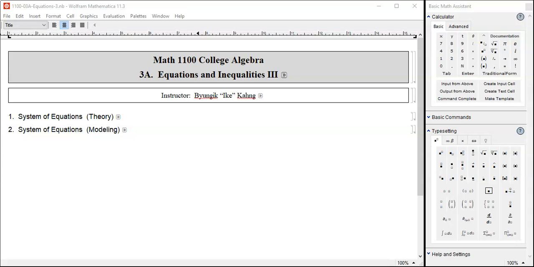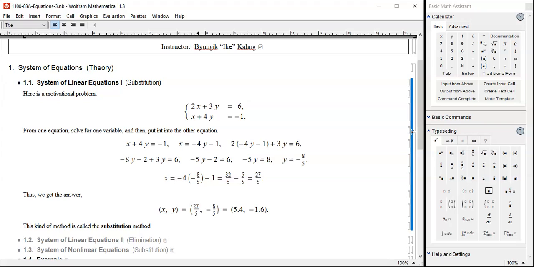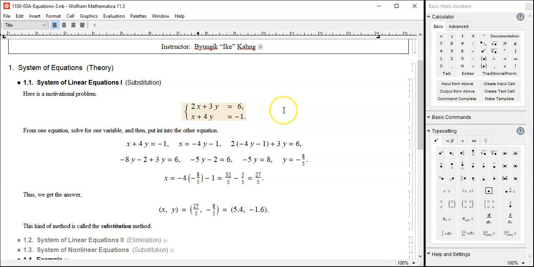Hello students, let us complete chapter 1 and all that is left is some modeling problems. We need a bit of theory before starting it. Let's talk about some system of linear equations. And here's a motivational example.